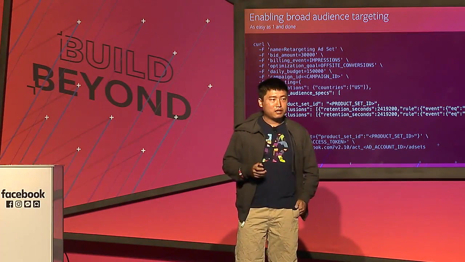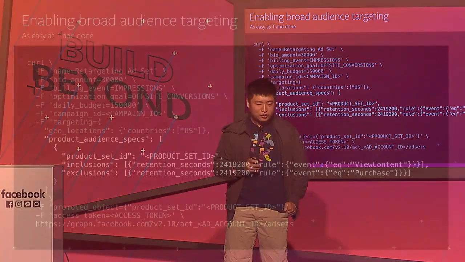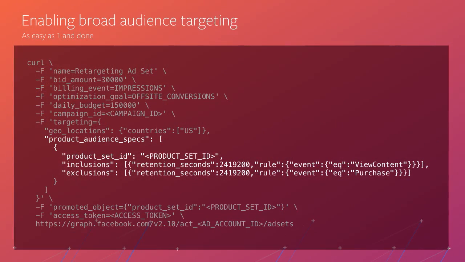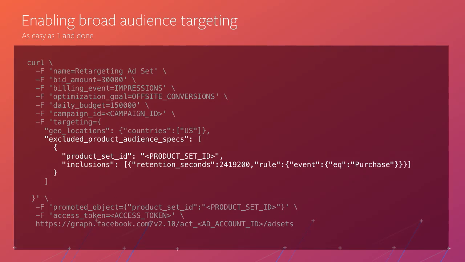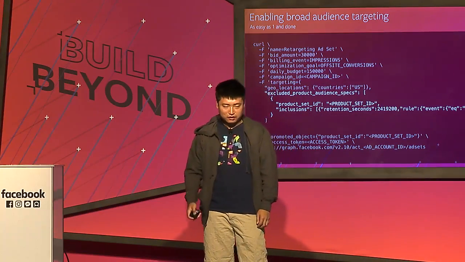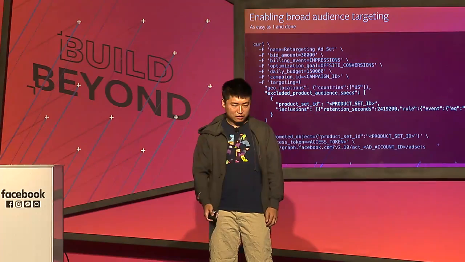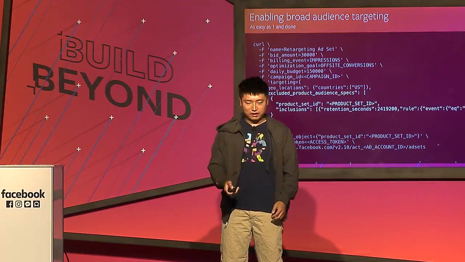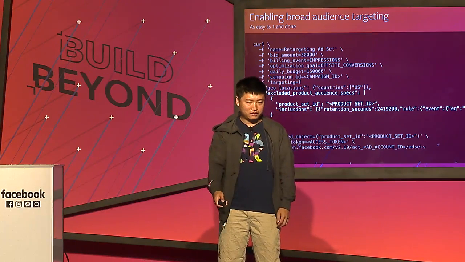Enabling Dynamic Ads for broad audiences is really easy. You just remove the retargeting audience restriction. And in my example, I kept the purchase exclusion, which is a best practice. But you don't need that if you don't want to. That's all you need to change. Just remove the restriction, and you get Dynamic Ads for broad audiences.